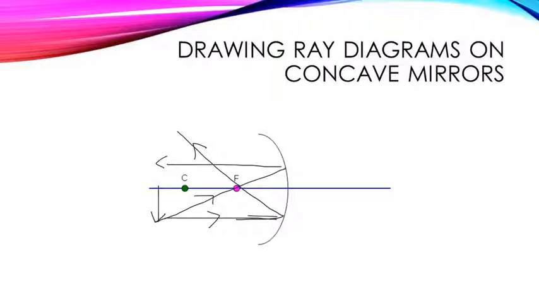The third principal ray travels through the center of curvature. It's in a straight line. It travels through the center of curvature and then reflects back the way it came. And then your image ends up where all 3 of those cross.